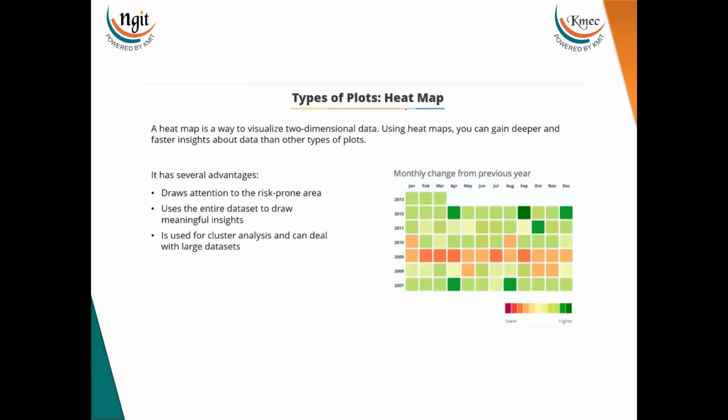And another type of plot is heat map. It is a way to visualize two-dimensional data. When you have 2D data, we can represent it with the help of this heat map. And we can gain deeper and faster insights about data than other types of plots. Here we can use the entire data set to draw meaningful insights, and we can also know the risk-prone area in any variable.